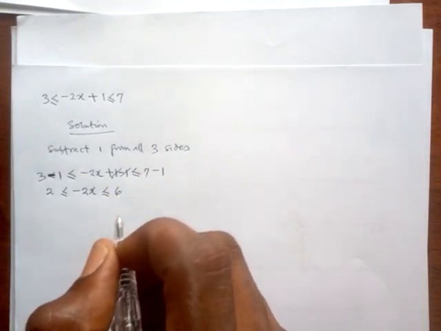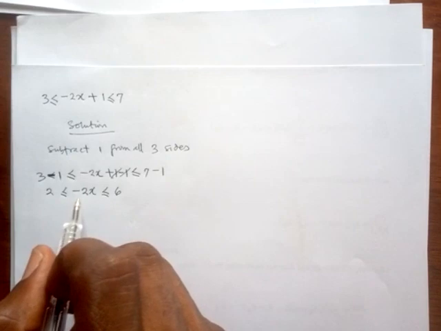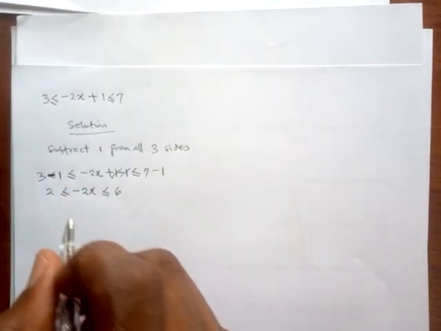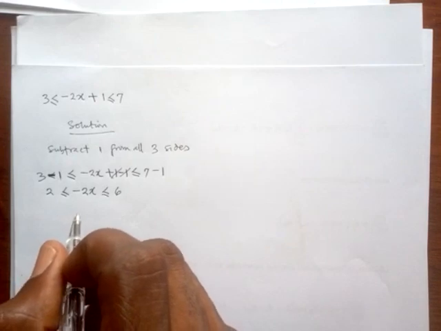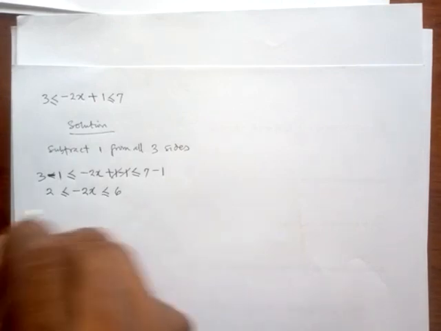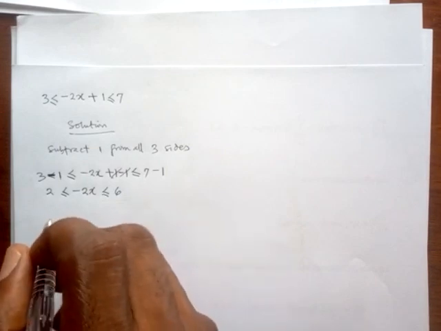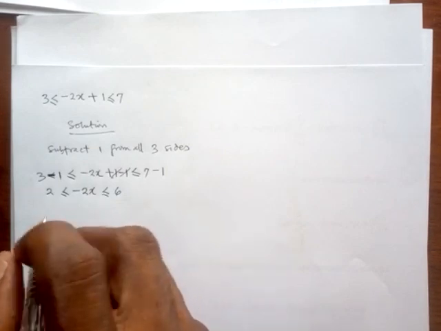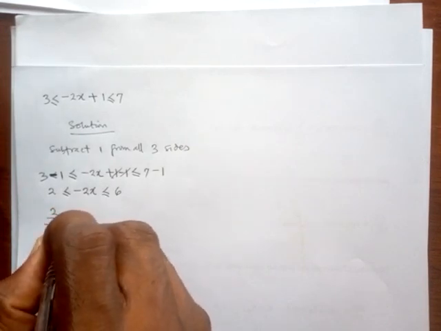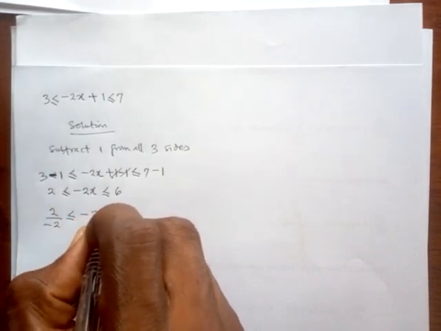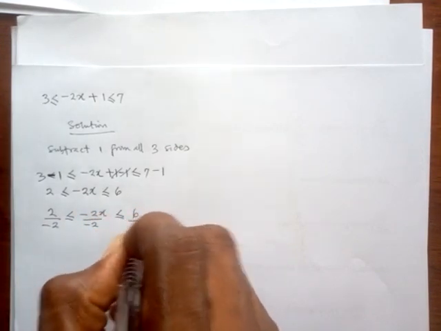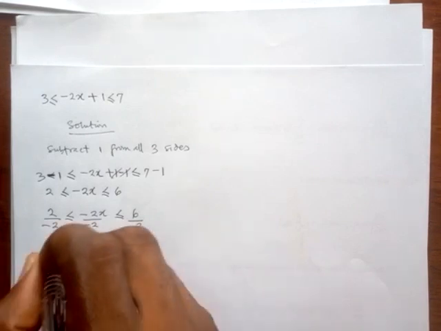So what do we do next? Here we are seeing that we have minus 2x here. So it will be proper for us to divide through by minus 2. 2 divided by minus 2 less than or equal to minus 2x divided by minus 2 less than or equal to 6 divided by minus 2. So this will cancel out.